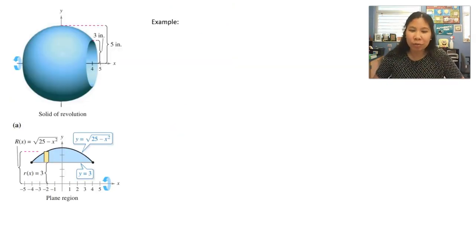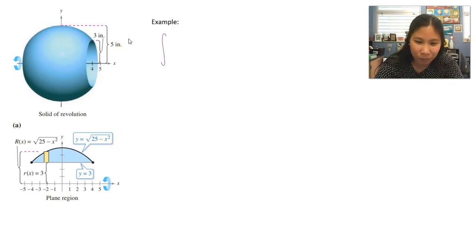Here's another example where we would have to use the washer method. So here, our equation would be that it's the curve y equals square root of 25 minus x squared. And then our shaded region that we're actually rotating around the x-axis again is bound by the line y equals 3, and then under that curve. So this shaded area right here, if we were to rotate it around the x-axis, your 3D shape would look something like this. So like a bead, I guess. Anyways, so again, similar process here.